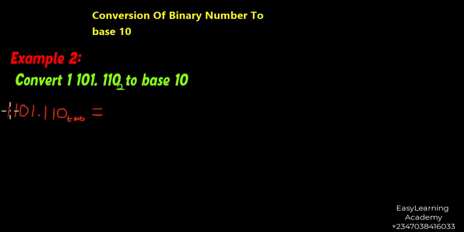We have a first digit, second digit, third digit, fourth digit. So we're going to start with the power of 3 down to 0. Let's begin. That will give us 1 times the base, which was base 2. So times 2 raised to power what? The first part is going to be power 3. So you have raised to power 3.